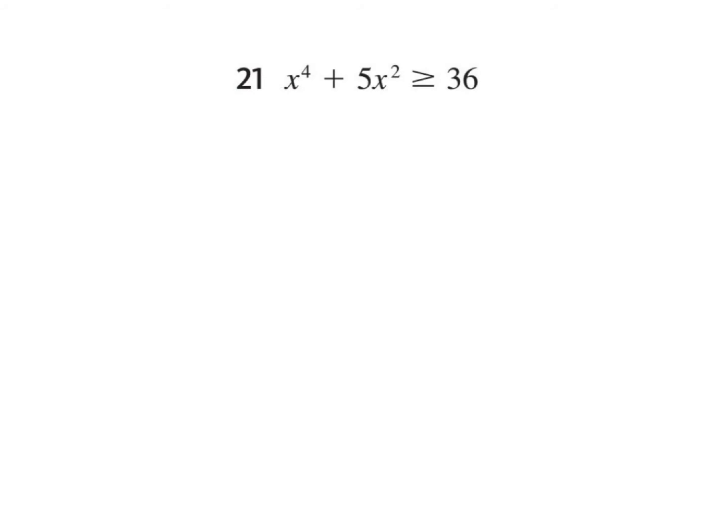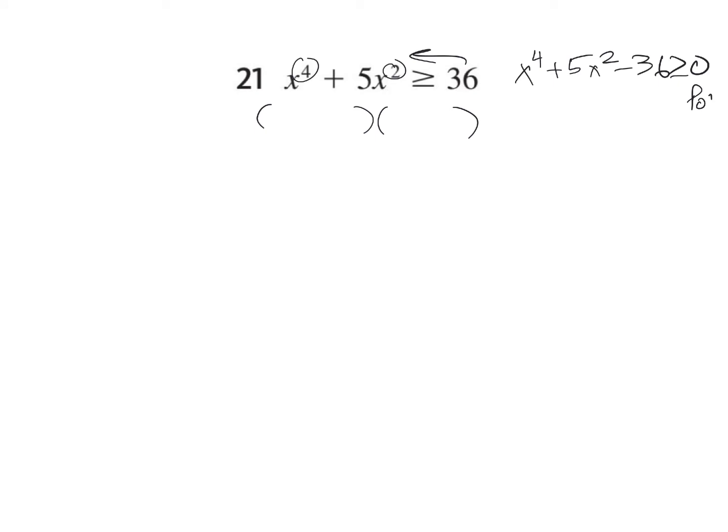Okay, time to do some precalculus. Actually, this is algebra 2. Remember, 2 is half of the 4, so we treat it like a normal trinomial to factor it. But then you may need to factor after that. So we're going to move the 36 over. So this is x to the 4th plus 5x squared minus 36 greater than or equal to 0.